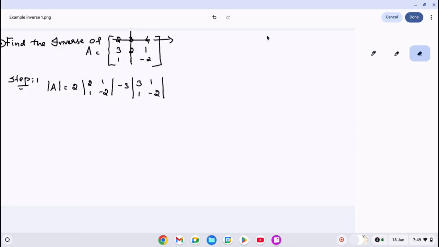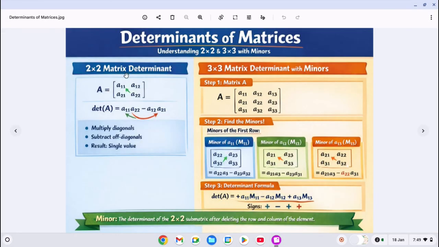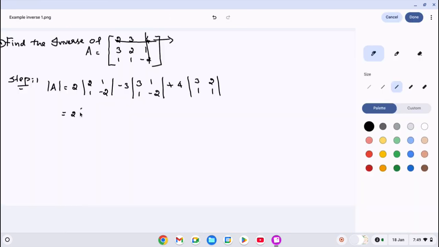minus 2. Next what we have to do is write the third element of the first row and, omitting the corresponding column and the corresponding row, write the remaining elements inside the determinant. So this is the way you can find the determinant of the matrix. So here, what is the 2 cross 2 matrix determinant? Cross multiply and subtract. Likewise, you have to cross multiply this, which is nothing but 2 times minus 2 minus 1 times 1. Here also minus 3 into 3 times minus 2.